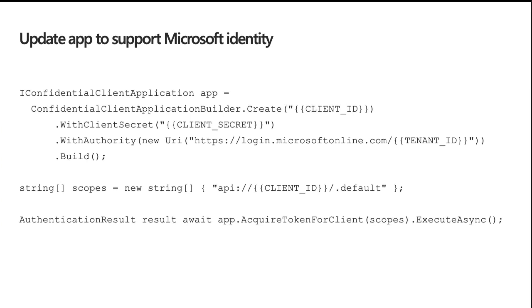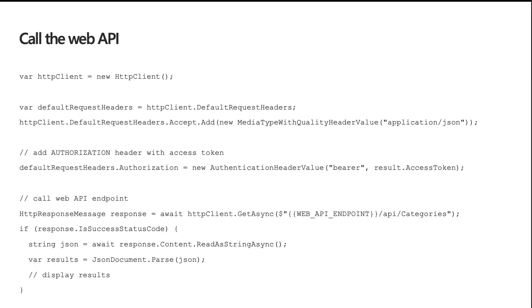The scope to request for a client credential flow is the app ID followed by /.default. This tells Azure AD to use the application level permissions declared statically during the app registration. The last step, add the code to call the web API.